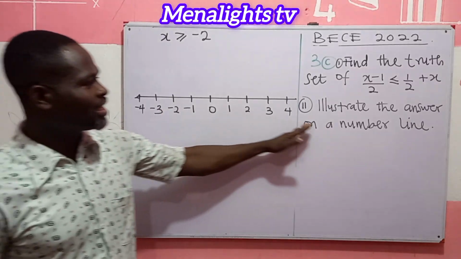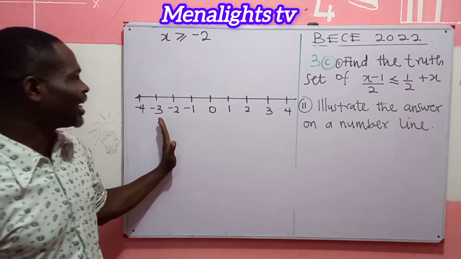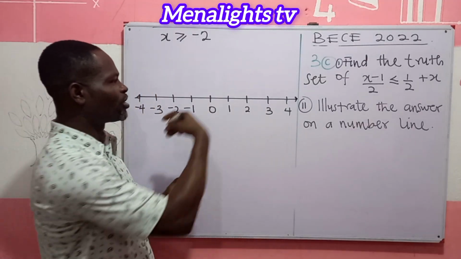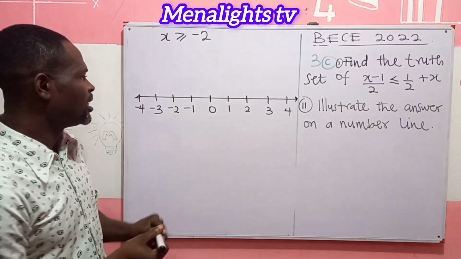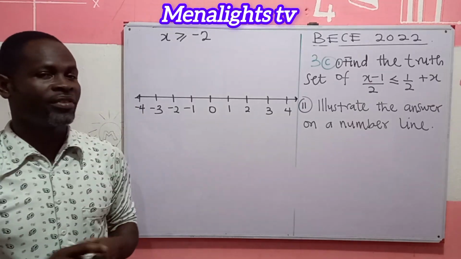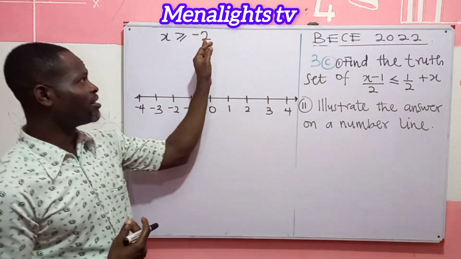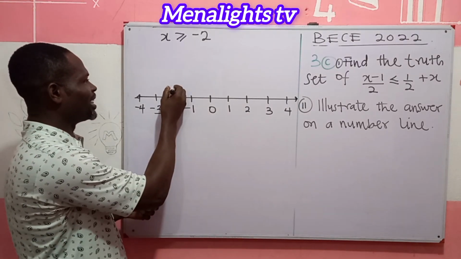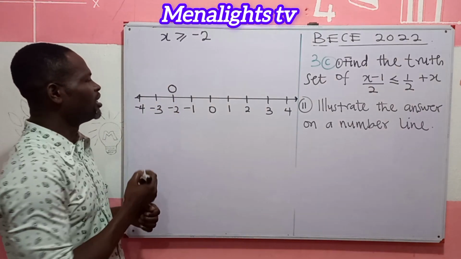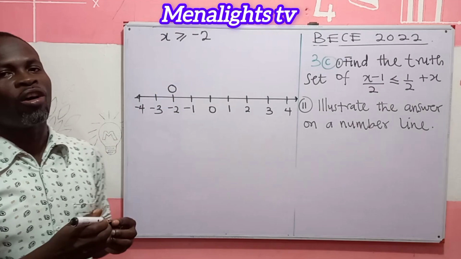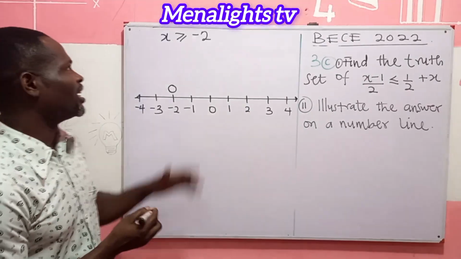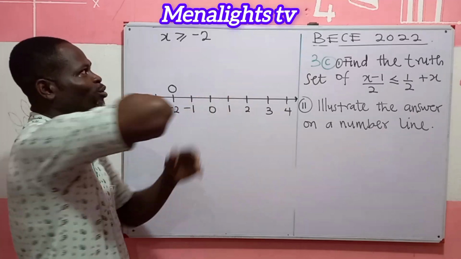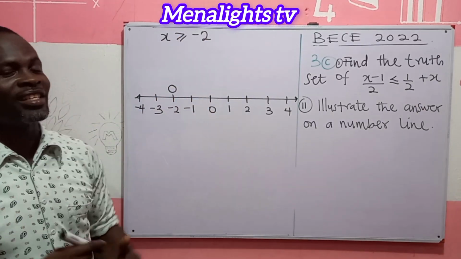So we have to represent this on a number line. This is our number line. We have the origin here. Those at the right are positive integers, and those at the left are negative integers. When you look at the result here, it is negative 2, so we have to stand on negative 2. Then we look at the direction of the inequality sign. It's going this way, so the arrow will have to go to this side.